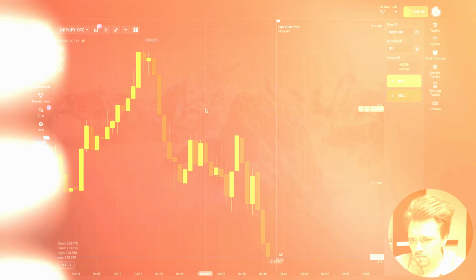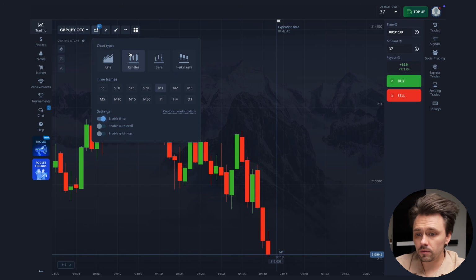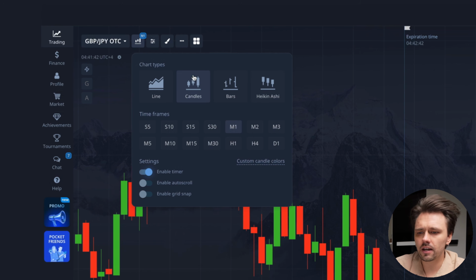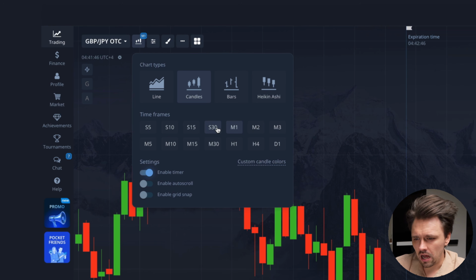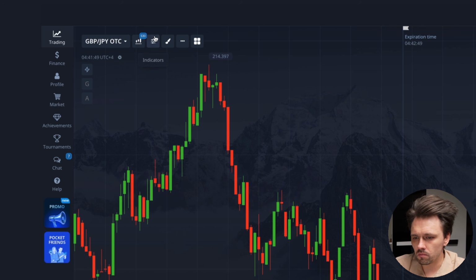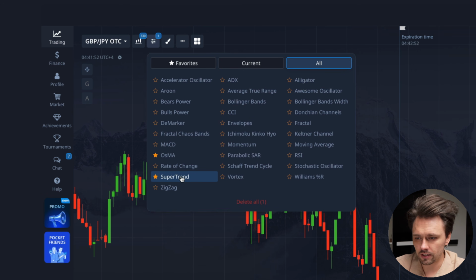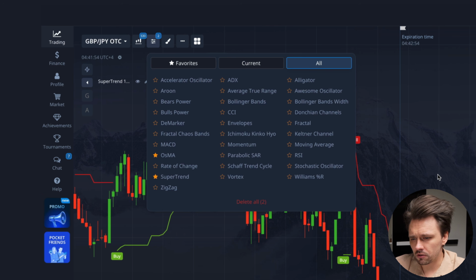Before trading, I'll set up the platform to see market movement more accurately. The chart type will be candlestick, time frame short 30 seconds. The strategy will use the combo of OSMA and Super Trend indicators. Now I'll add the indicator settings.